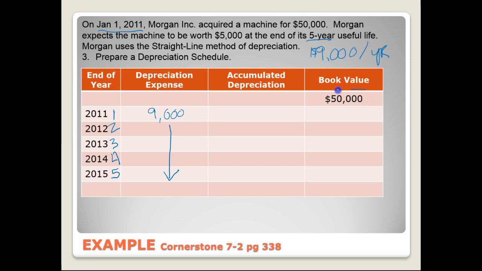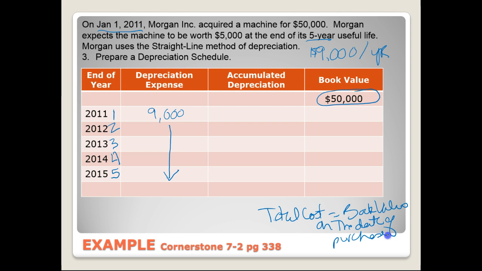Now we know that on the date of purchase at the beginning of 2011, the value of the machine, the total cost, was $50,000. And if you remember, total cost equals the book value on the date of purchase, okay? So the date we buy it, the book value is going to be the exact same amount as total cost. Now, over time, we're going to see that book value decline, though, because we will be capitalizing it.